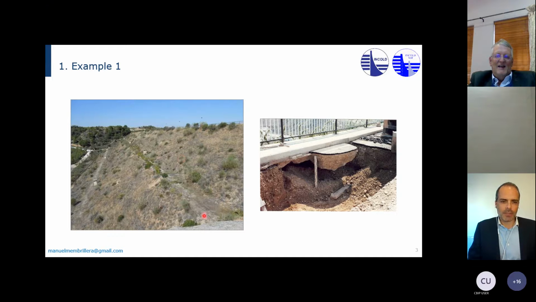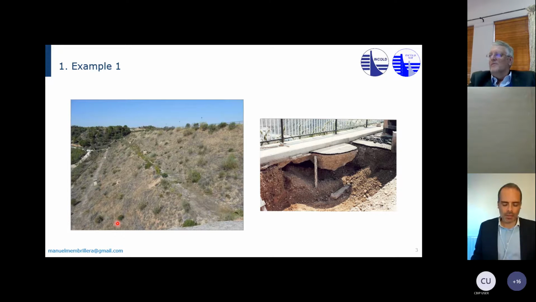So the contact between the gallery of the outlet works and the dam body was not properly treated. So it was not filled with concrete. It was compacted in a difficult manner. In some areas, it was filled with concrete, but others were not. So that right there was a weak point in this contact between this perimetral gallery, but also the outlet works gallery that goes through the dam body from the upstream side to the downstream side.